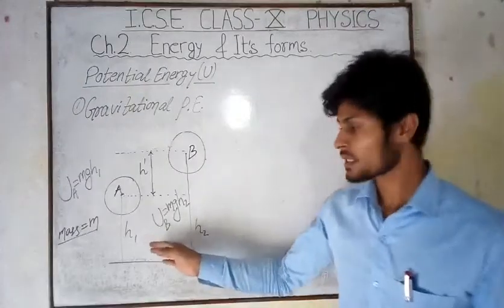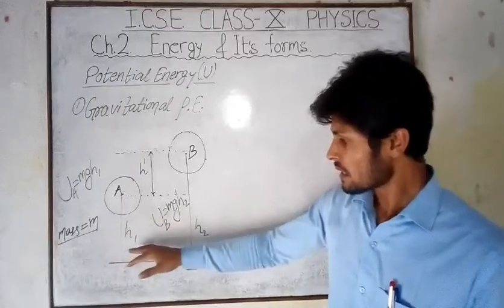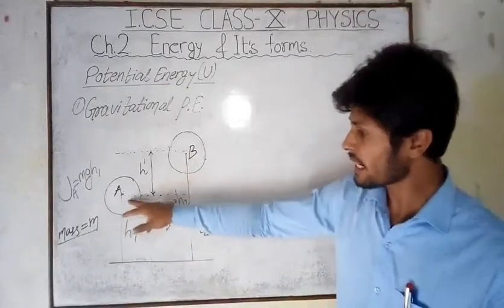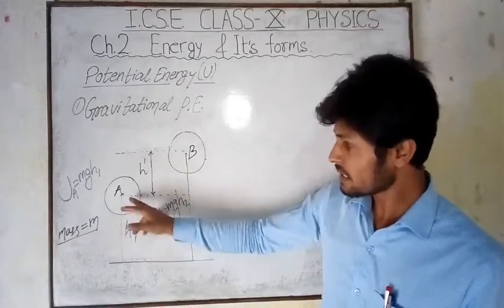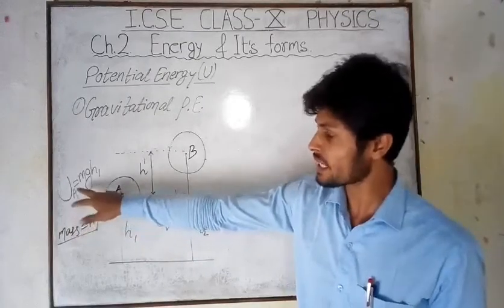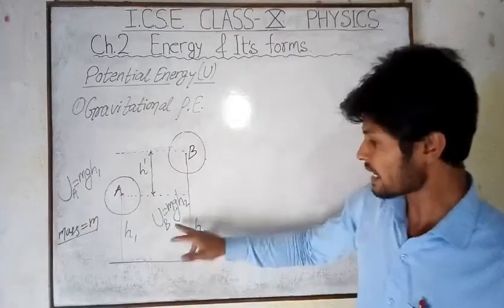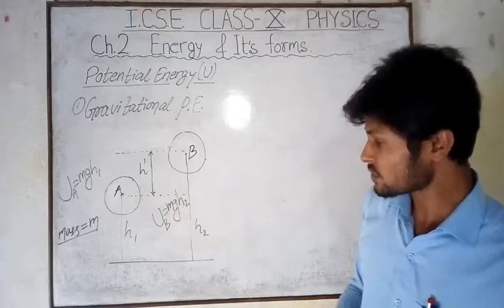Here we have taken an object of mass m at two different heights h1 and h2 at the points A and B respectively. As you know, the object at point A has the potential energy UA equal to mg h1, where mg is the force and h1 is the height, and at point B it has the potential energy mg h2.